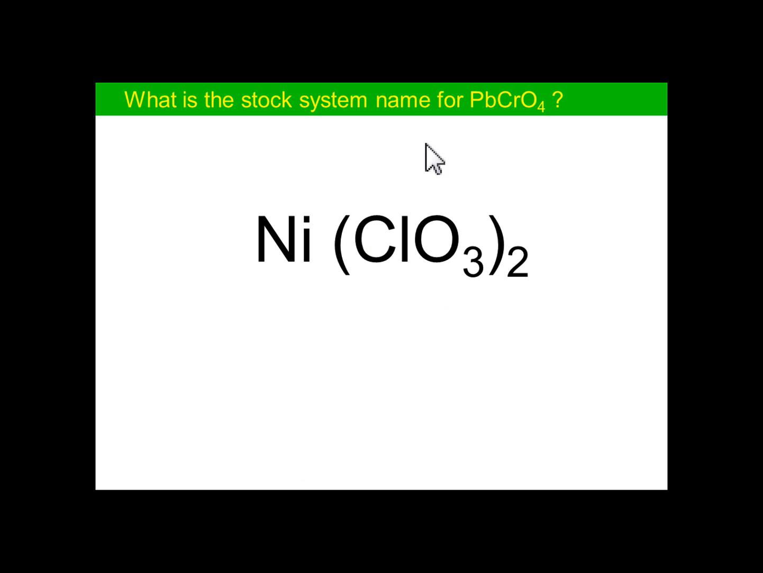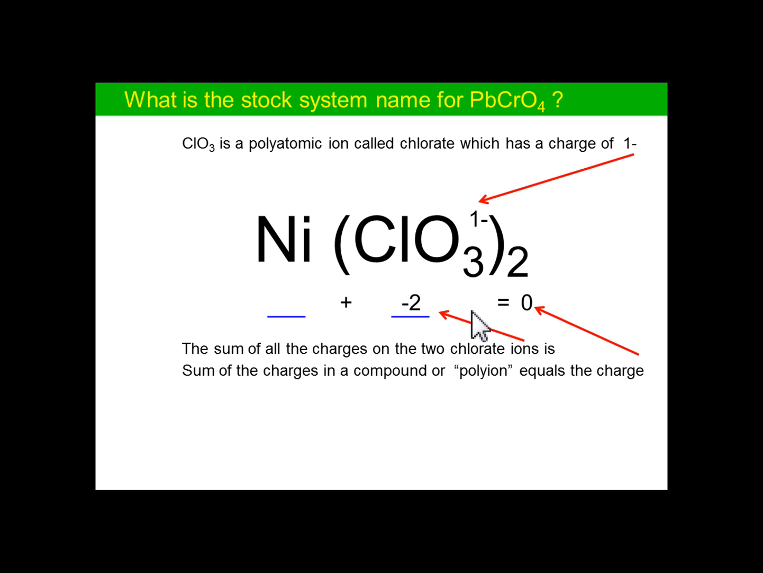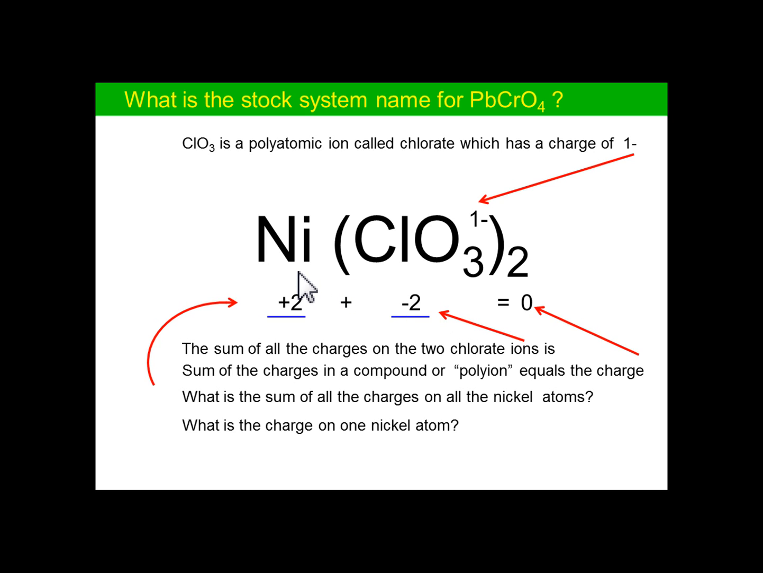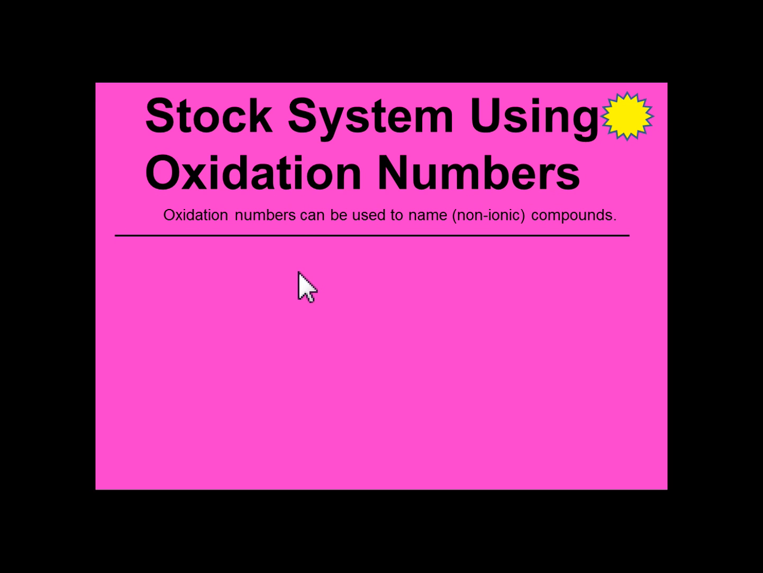Here's another example. There's a typo here. This should read Ni(ClO3)2. So how would you name this compound? Well, Ni is nickel, ClO3 is chlorate. The chlorate has a -1 charge, and there's 2 of them. So the total of the negative charges is -2. And since it has to add up to 0, there's only one choice for the nickel. This must be nickel 2. So the name of this compound is nickel 2 chlorate.